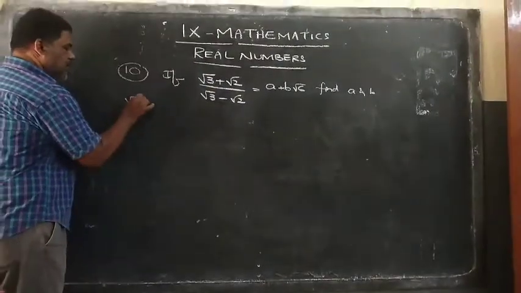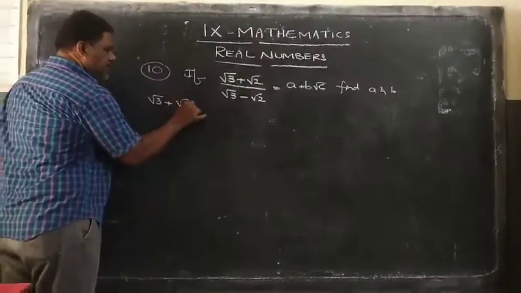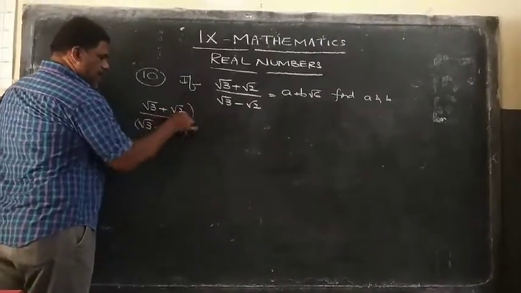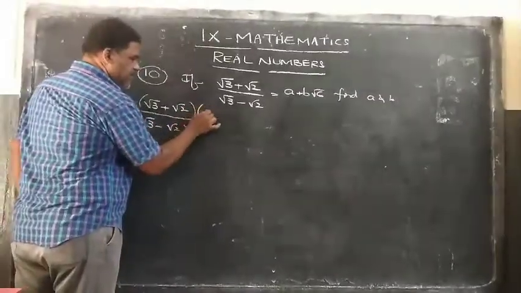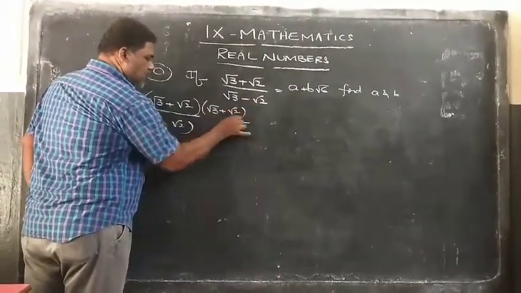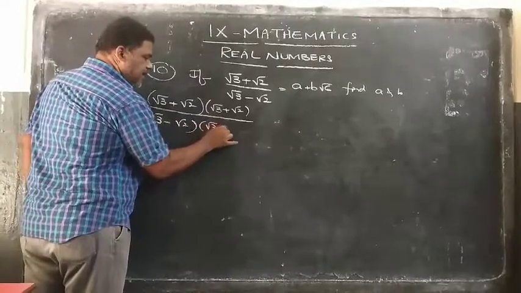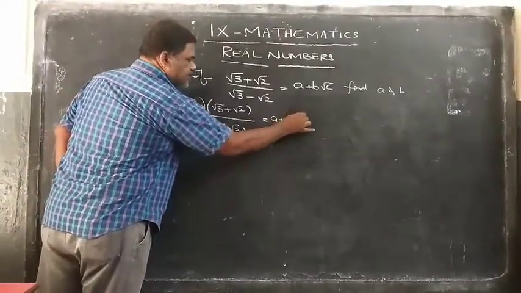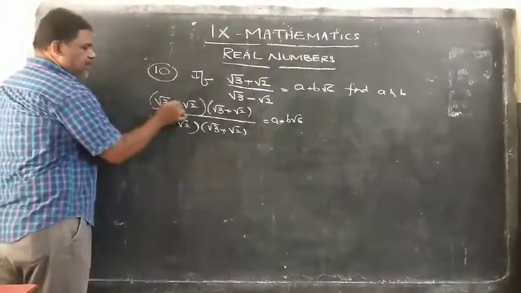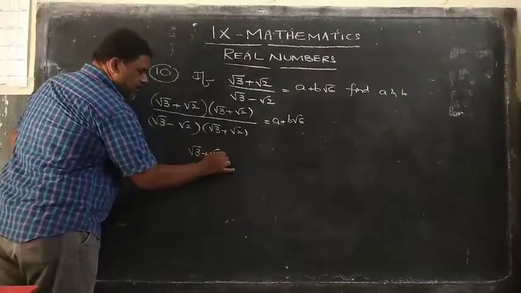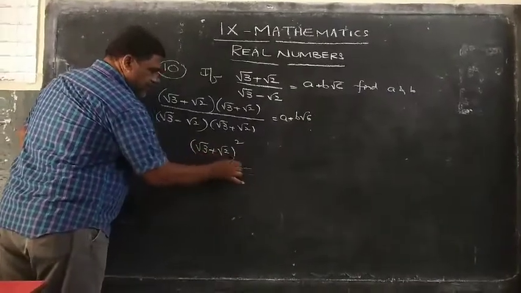This LHS should be written like a plus b root 6. So if you want to write it in a plus b root 6, here the denominator is a surd, we should rationalize it. Its rationalizing factor is root 3 plus root 2. So multiplying and dividing by the rationalizing factor of the denominator, here root 3 plus root 2 into root 3 plus root 2, it is root 3 plus root 2 whole square.